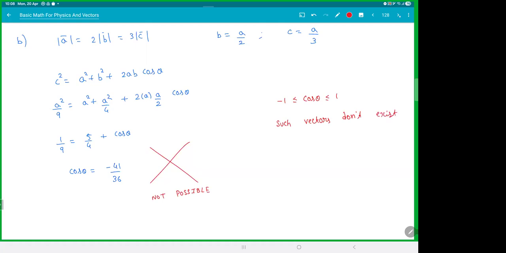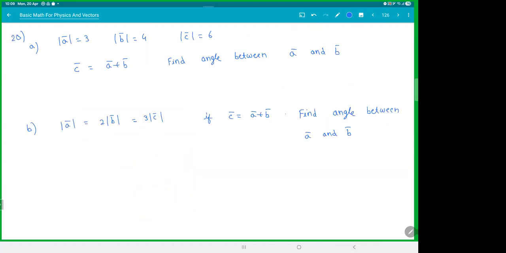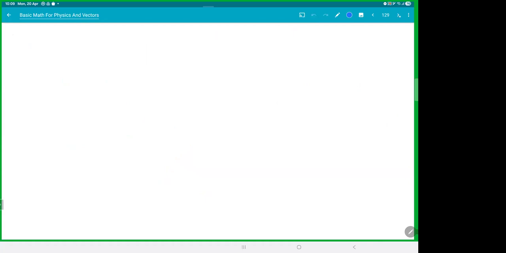Are you clear? Your calculation is nothing wrong with this, but you need to realize the cos theta value went below -1. That doesn't make any sense, isn't it? That's what makes this little tricky. All clear with this? Any doubts on this? So after getting an answer, you always have to think for a moment: does this even make sense? Great. Let's see one more.